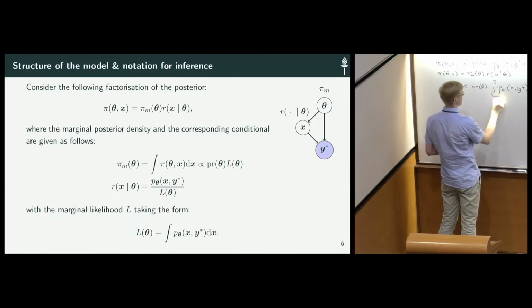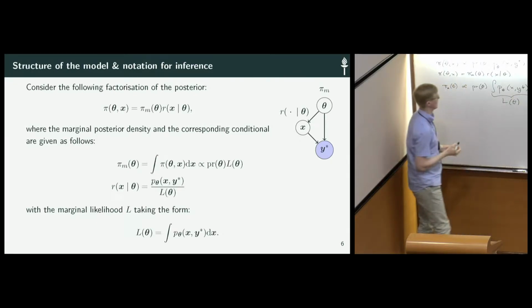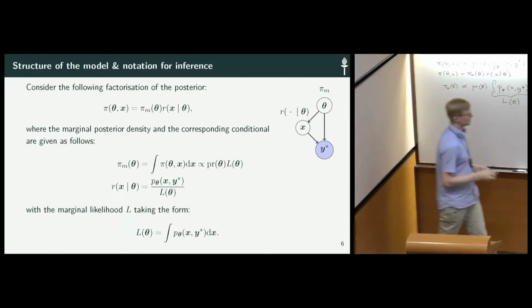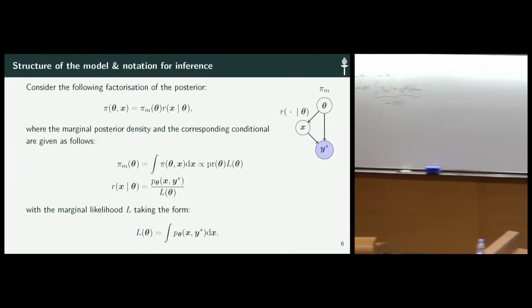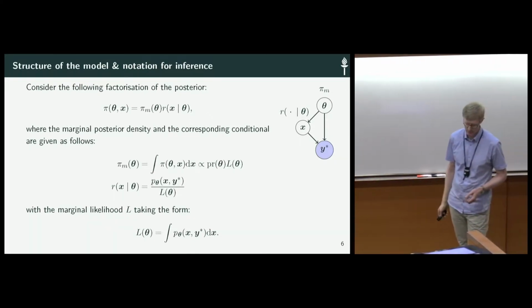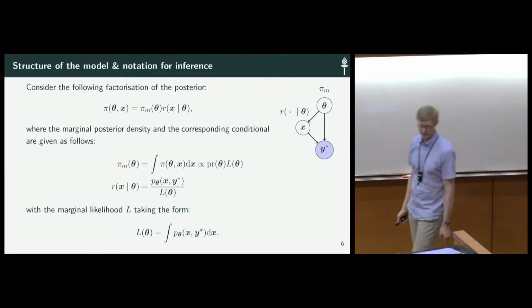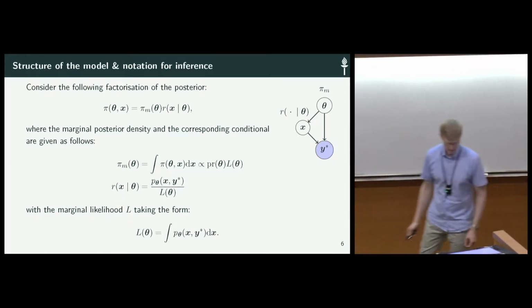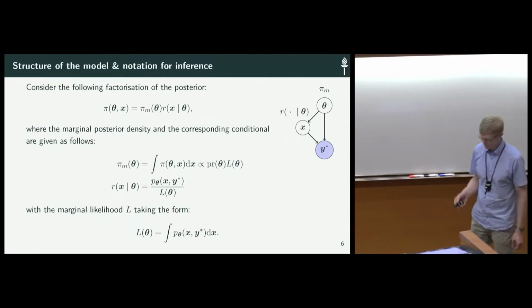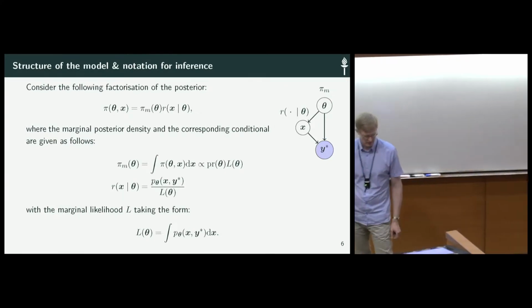And this here is just what I call the marginal likelihood. This is essential for what I'm talking about. And similarly, r is just the renormalized version of the joint, as you know. So that's the model we talk about.